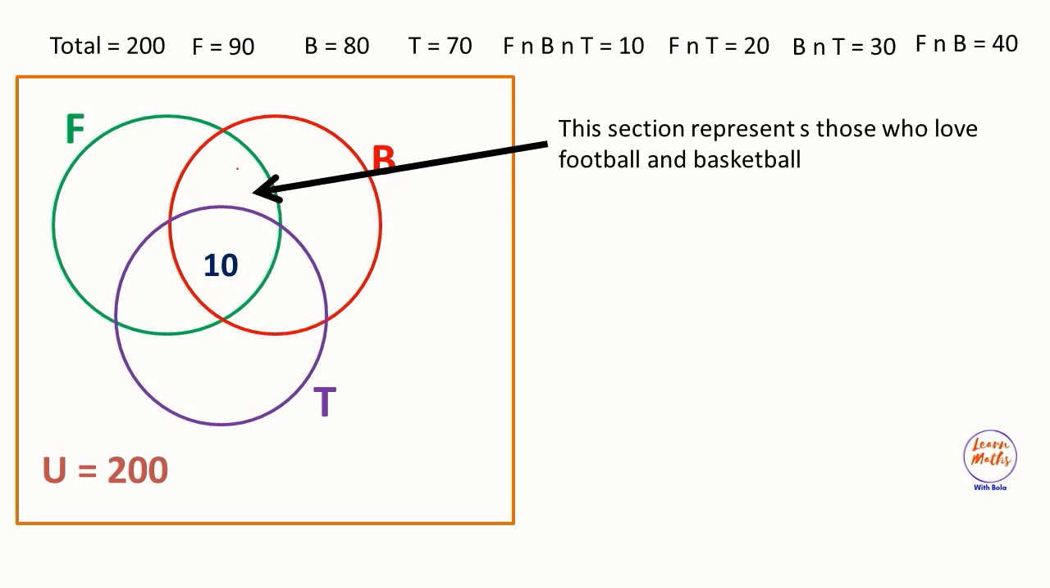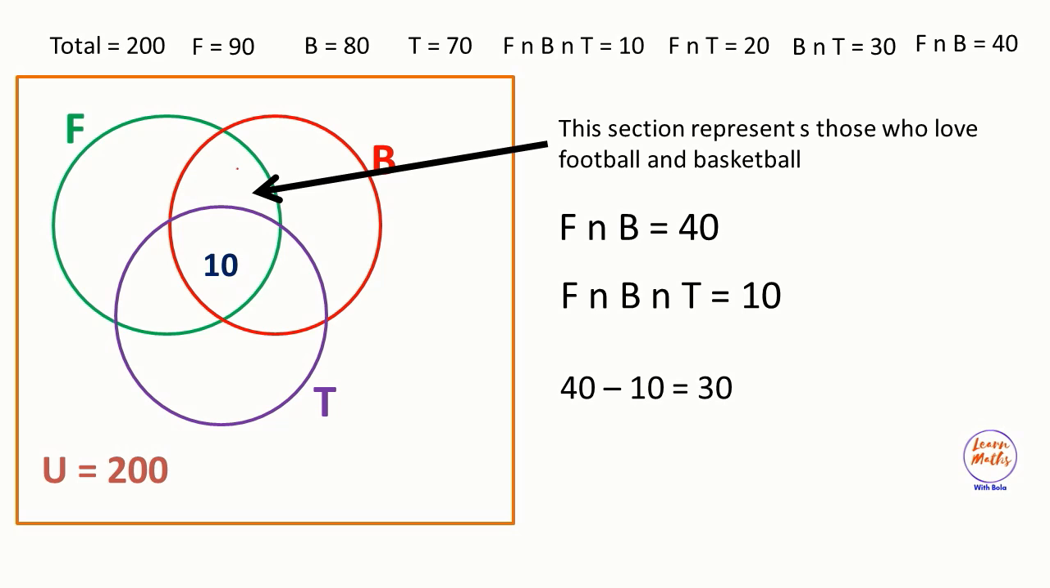So to know the exact number of students who love football and basketball only, then we have to remove the number of students who love football, basketball, and tennis, and that will give us 30. Let me explain that again. That section that you have, this section here, shows the number of students who love football and basketball. So this section represents the number of students who love football and basketball only.